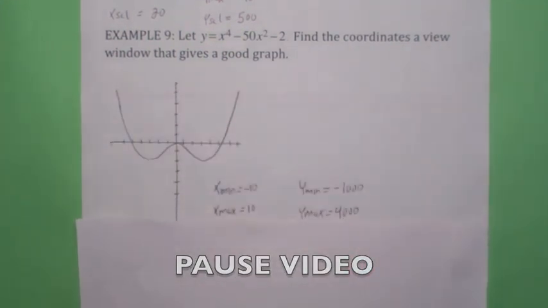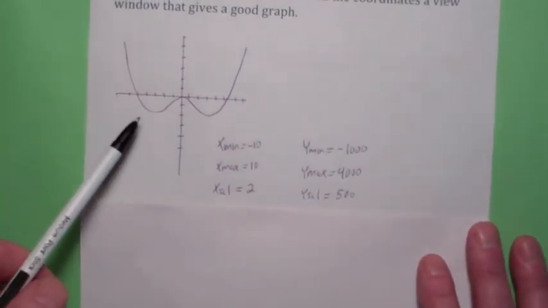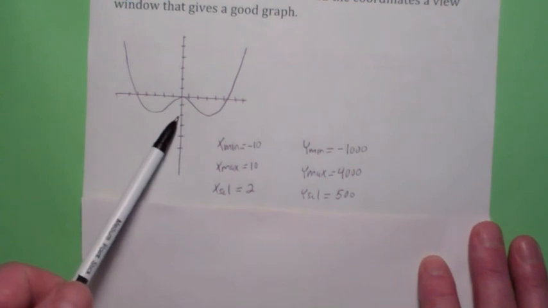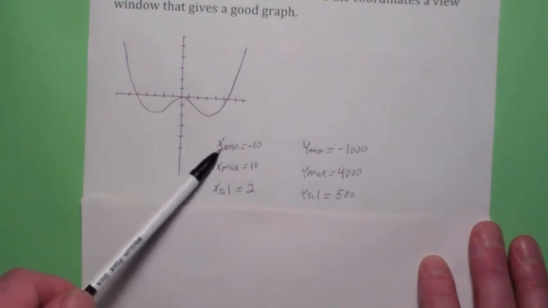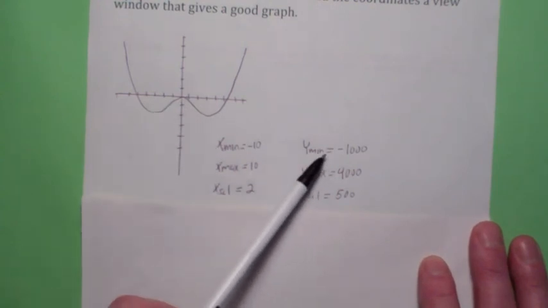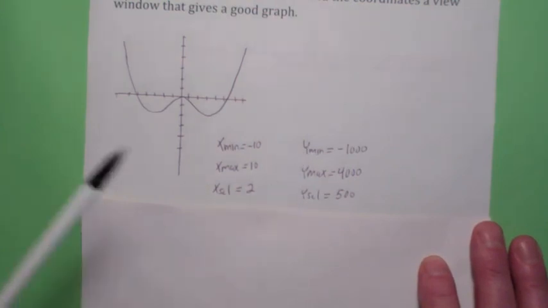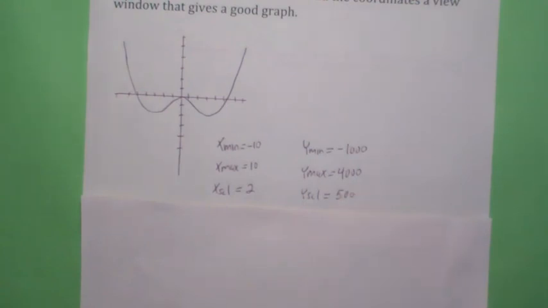Okay, the one I got looks like the husky graph, or some of you might say the cougar graph. To get a good graph, I chose -10 to 10 with x scale 2, and then y min -1000, y max 4000 with y scale 500.